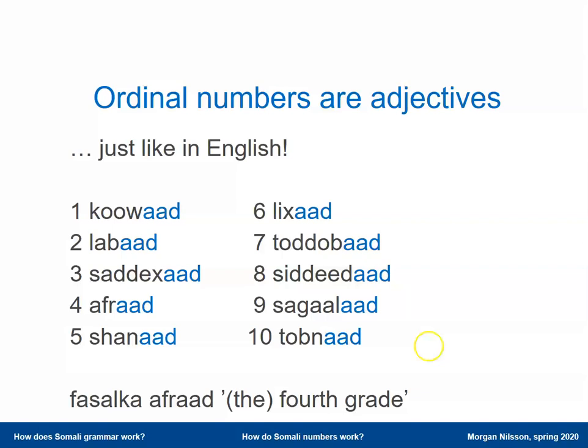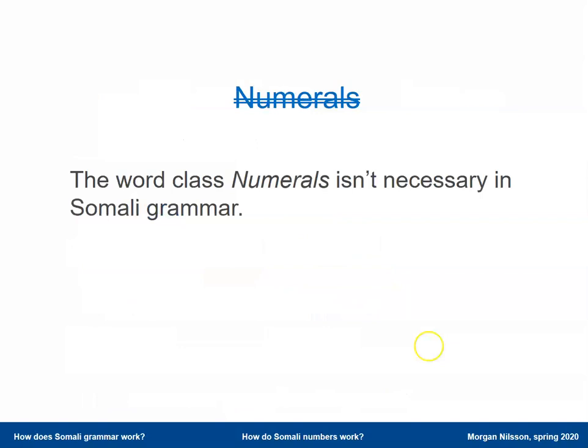These ordinal numbers in Somali are added to nouns in exactly the same way as they are in English, and they function as adjectives, and we have already learned that adjectives follow after nouns in Somali. So the fourth grade, the fourth class in Somali will start with the class asaka, and then the word fourth will follow after asaka afra.